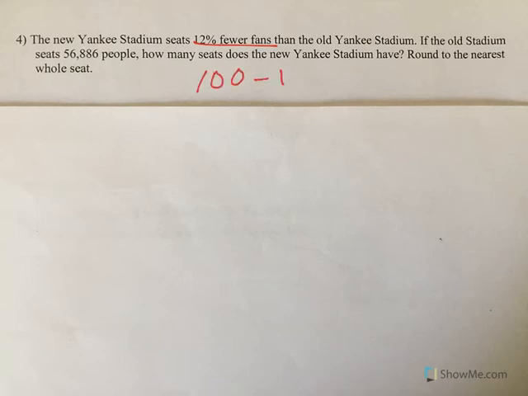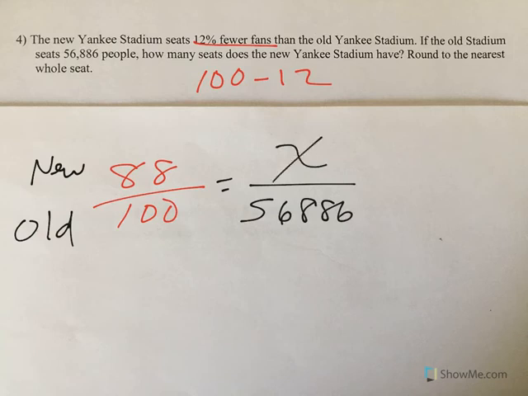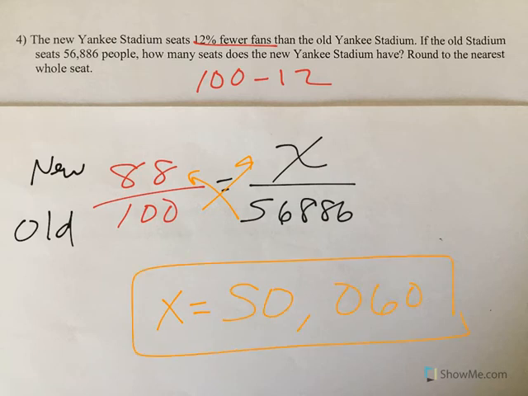So fewer fans means we're going to take away from 100. So that would give me 88 over 100. So this is the new Yankee Stadium. This is the old one because the old one had more seats. The old one had 56,886. What about the new one? We cross multiply and we end up with, to the nearest seat, 50,060 seats.